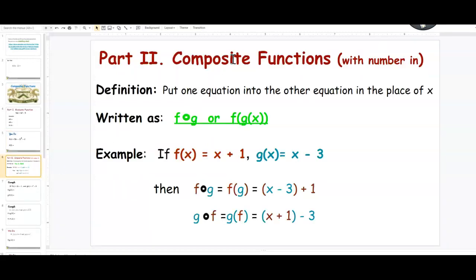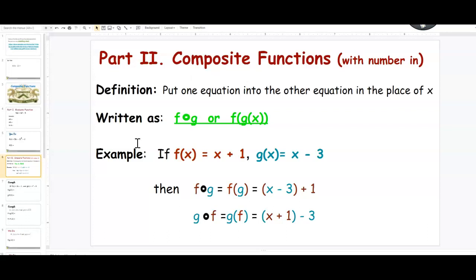Next, composite functions, and this time in the question you have numbers in. We're going to see what it means. First, let's look at the concept of composite function. Composite means you have two things and you put them together, right? So here we're going to have two equations, and we're going to put one equation into the other equation. So this means composite of the two equations. Put one equation into the other one.